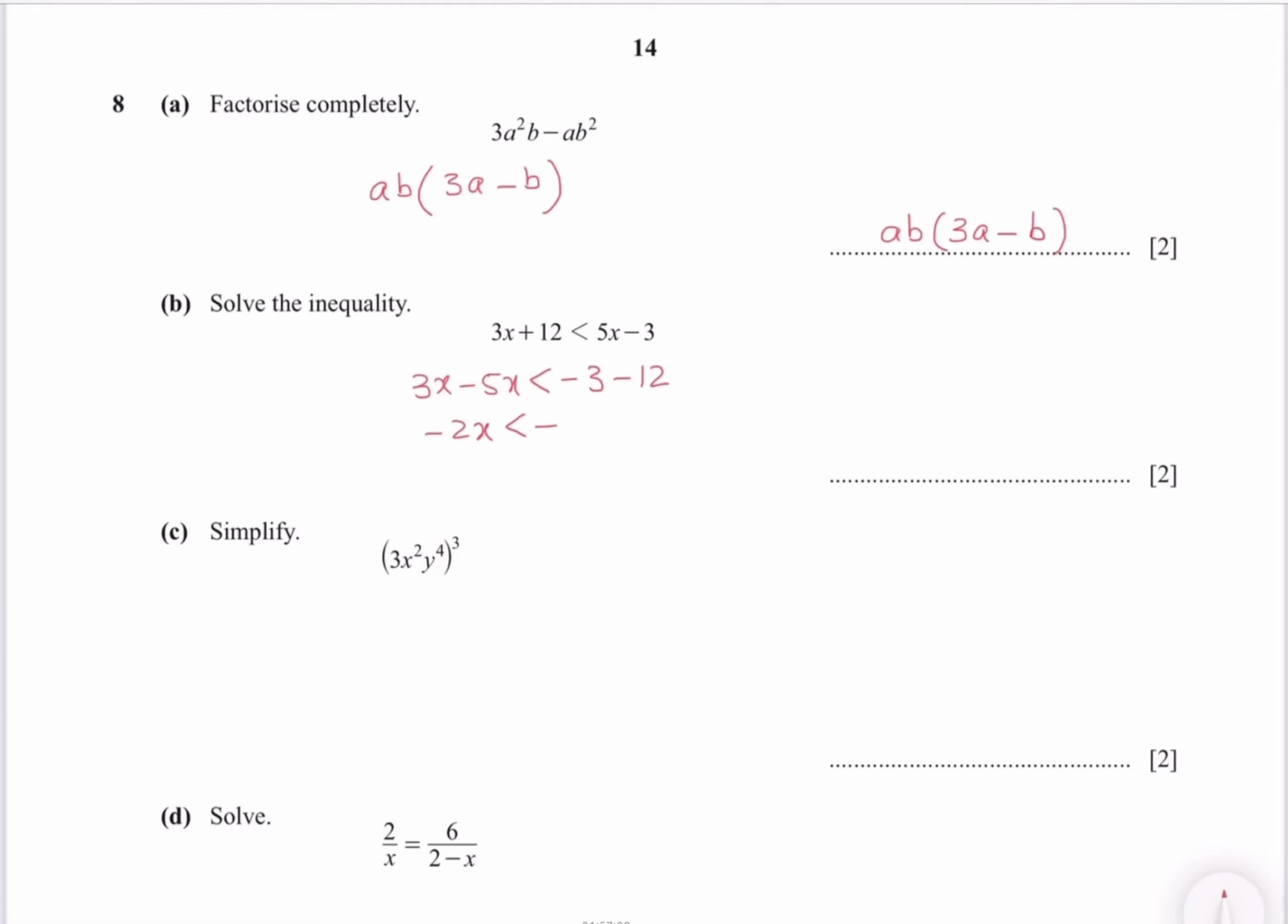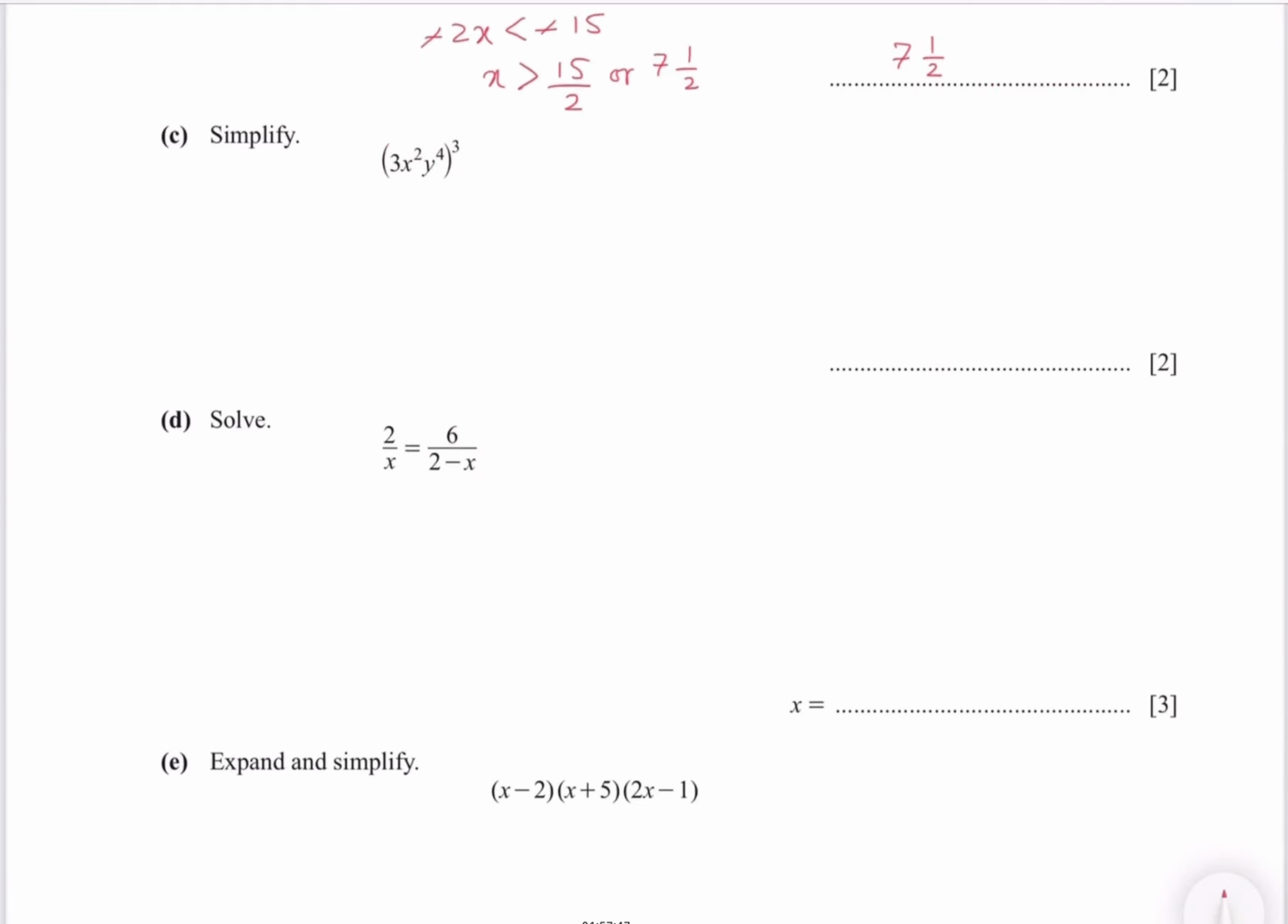You have to solve this inequality like you deal with the equation. So bring the like terms together at one side. When a negative sign comes with x, you have to reverse the inequality sign, so it becomes x is greater than 15 over 2, or 7 whole 1 over 2.